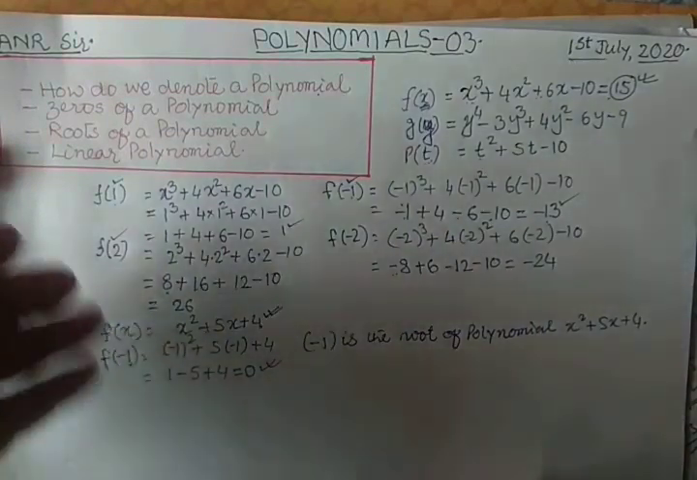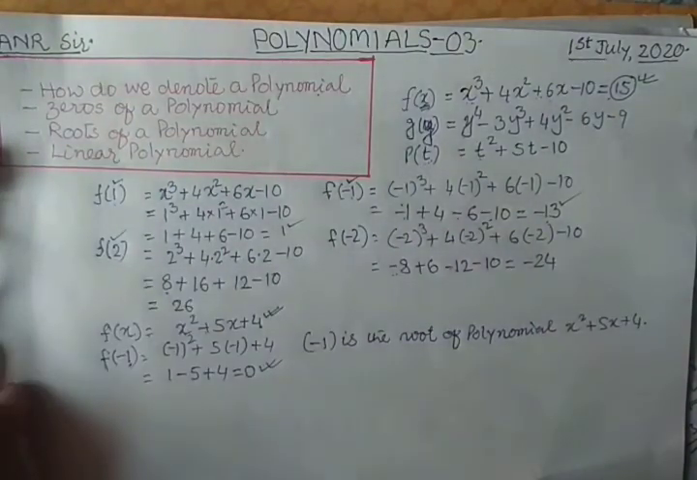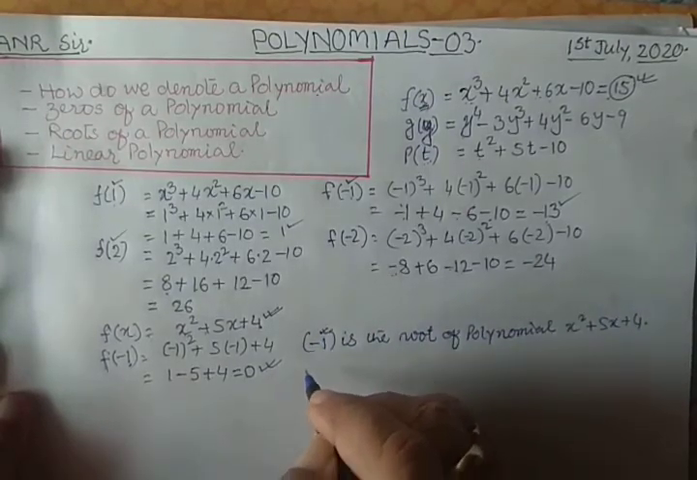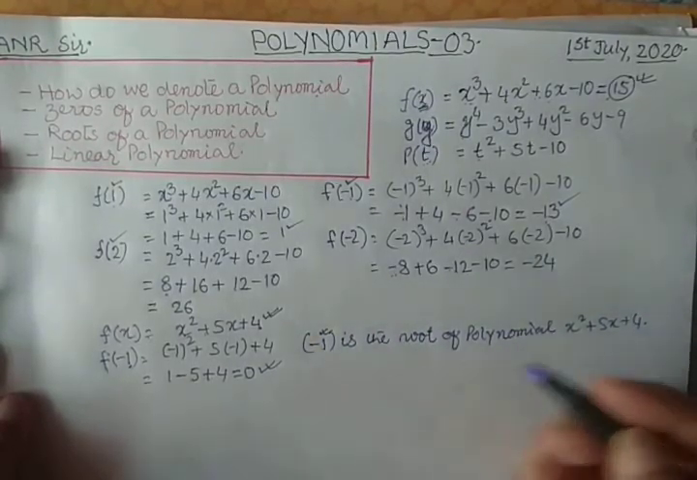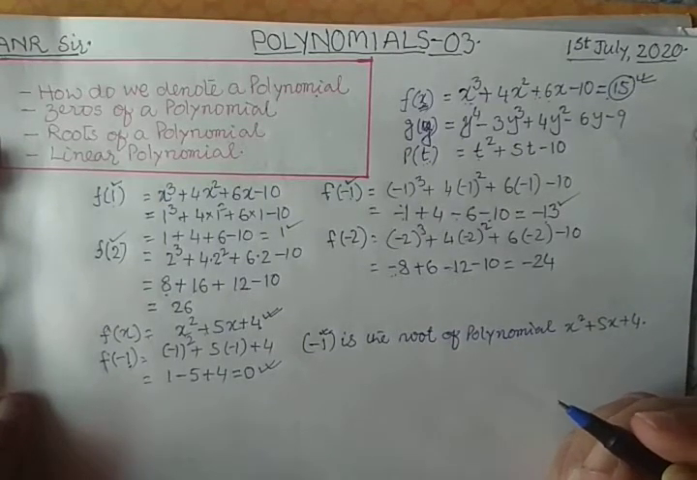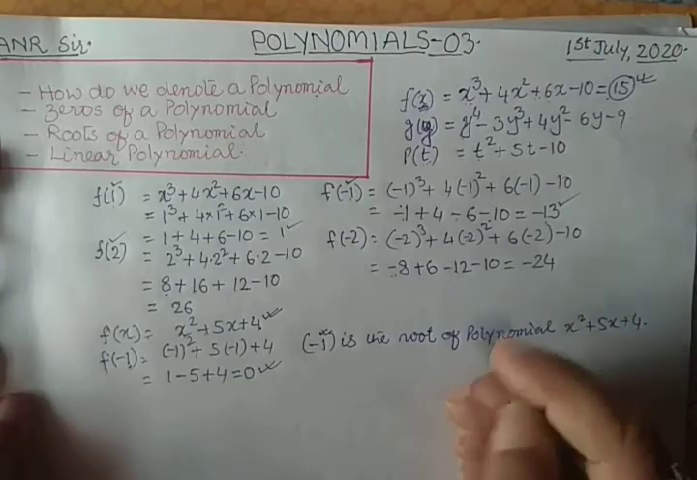That means we go on giving values for that variable. When that entire polynomial's output would become 0, that is called the zeros of a polynomial. And the input we gave to make the output of that polynomial 0 is called what? Root of the polynomial.